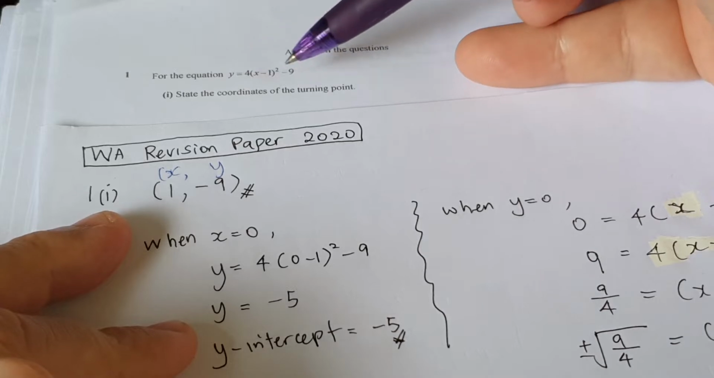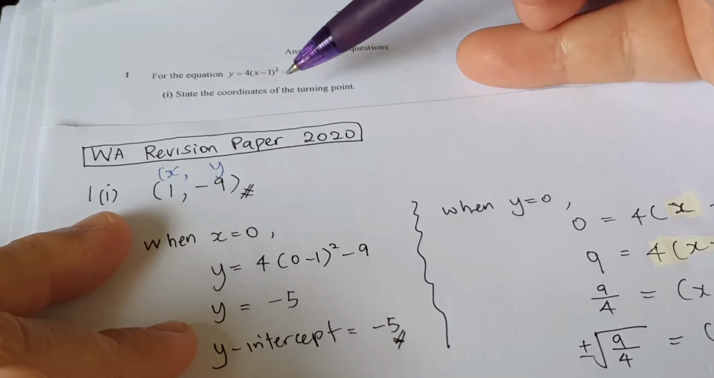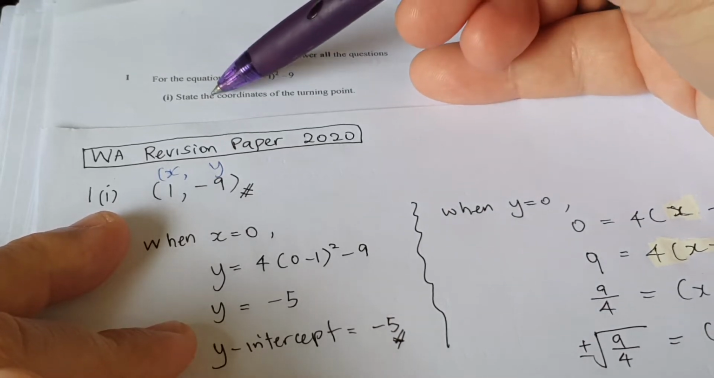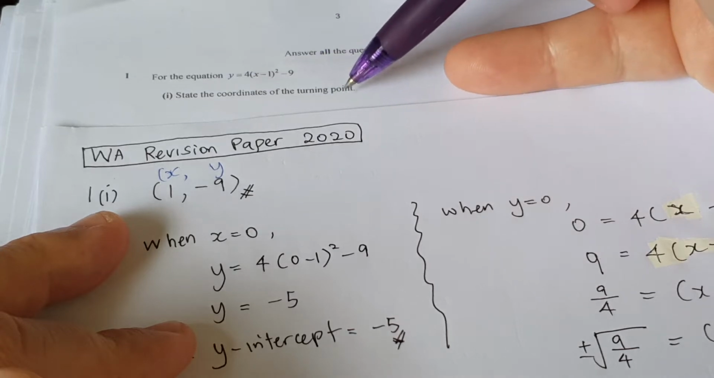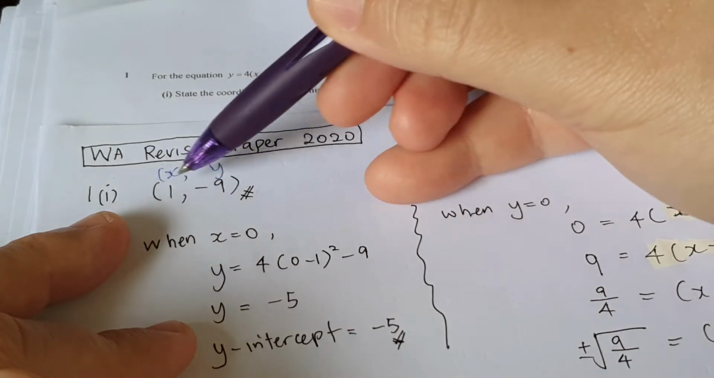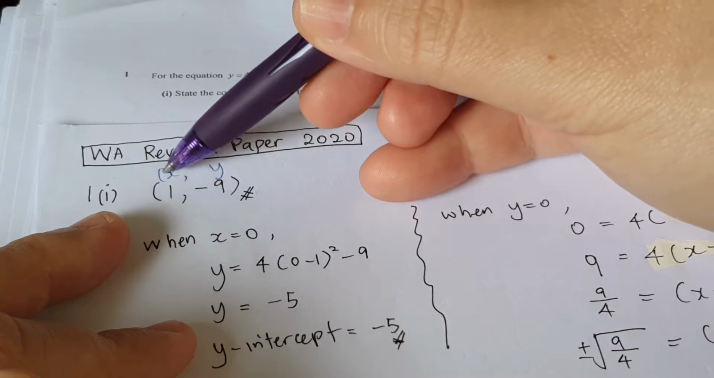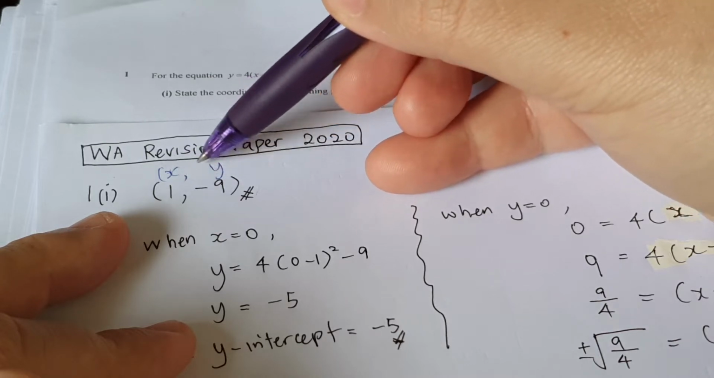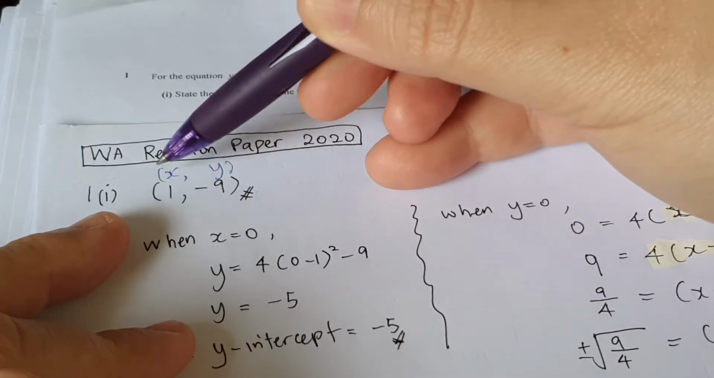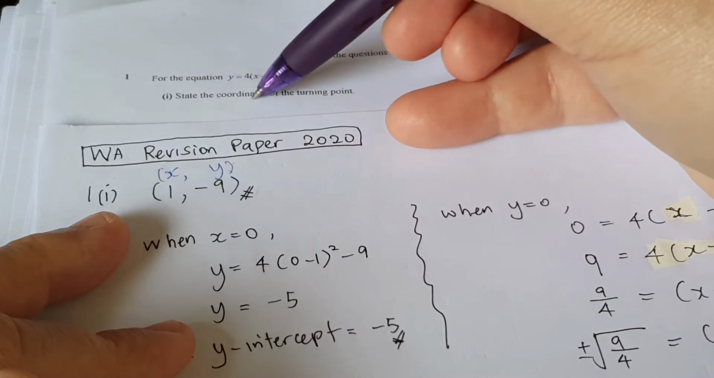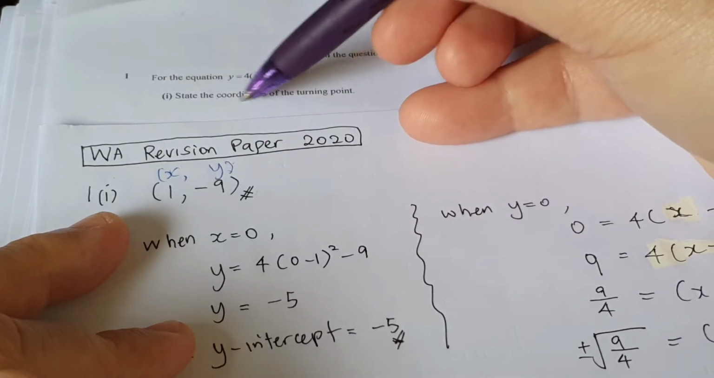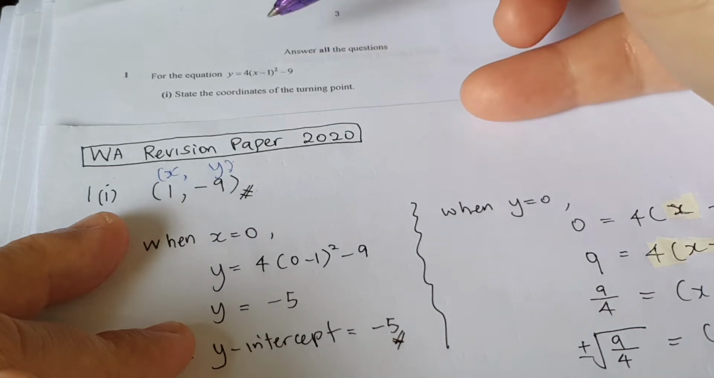Or they can already give you this completed square form. Okay, now if you're asked to state the coordinates of the turning point, the answer is a coordinate. Coordinate means the x value, then comma, then y, and then you need to put brackets. Okay, so this is what we call coordinates. Later I will explain more on other examples.